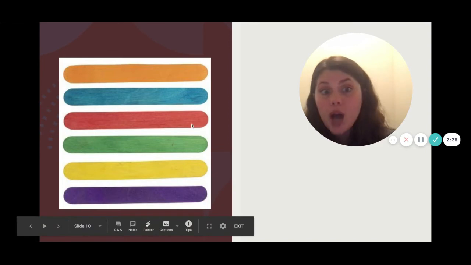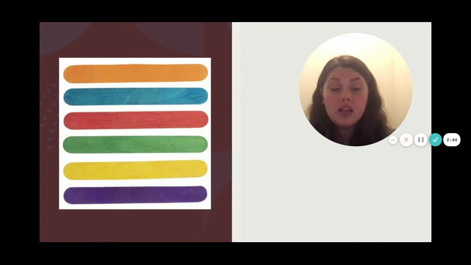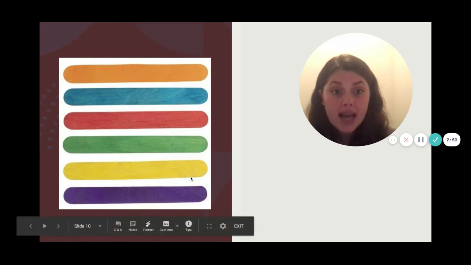And what about these popsicle sticks, friends? They all look to me like they have the same length. What would we say about these popsicle sticks? That's right, Cubs. We would say that they are about the same in length or they are equal to one another in length. Good job, friends.